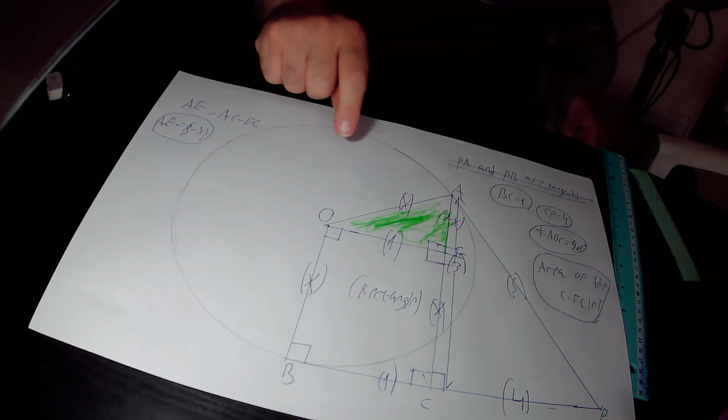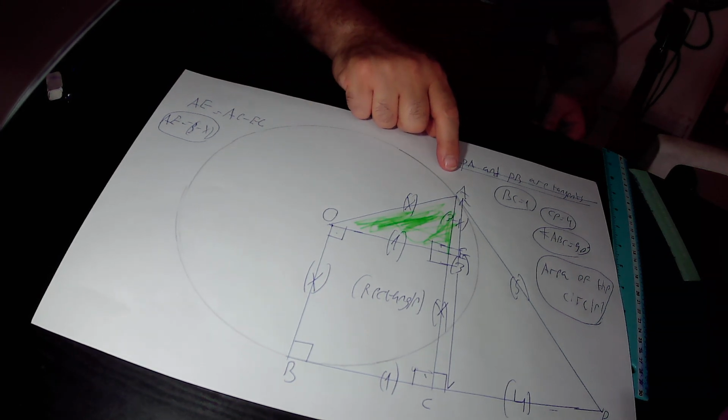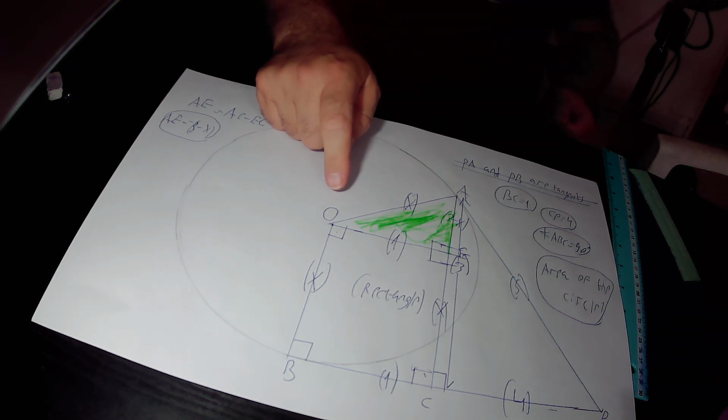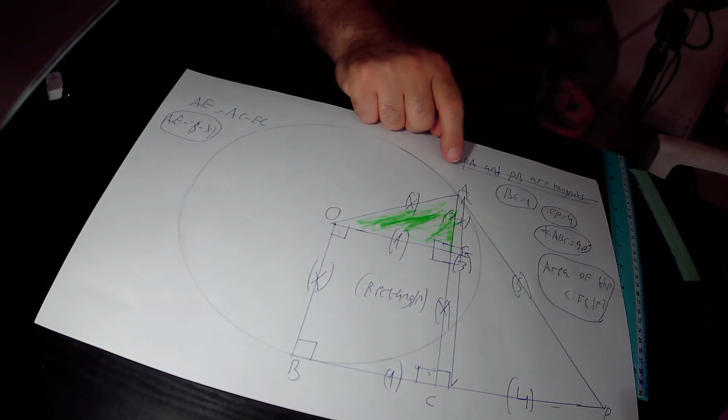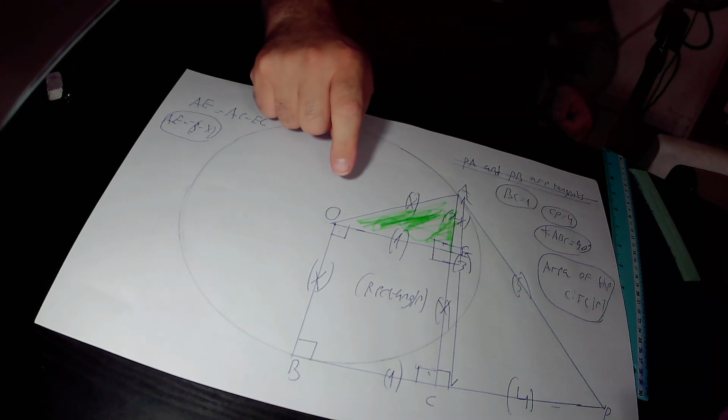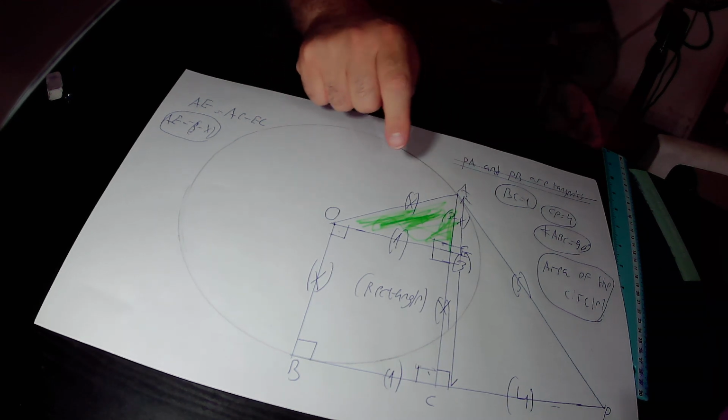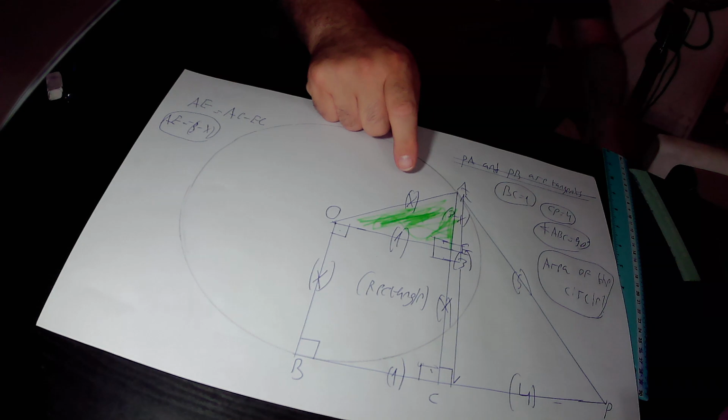In the next step, we join points O and A together by a straight line. What is the definition of line segment OA? Line segment OA starts from point O, that is the center of the circle, and ends at point A, that is a point on the circle itself. So this is exactly the definition of a radius. Therefore, OA is the radius of the circle, which is equal to x according to our definition.